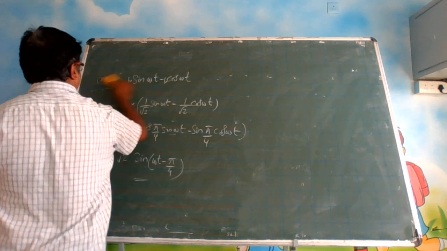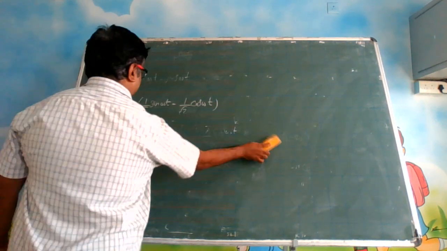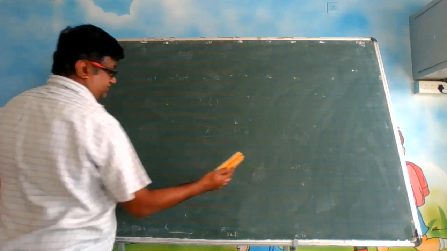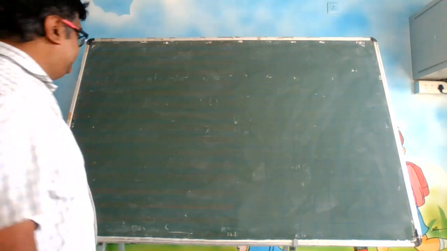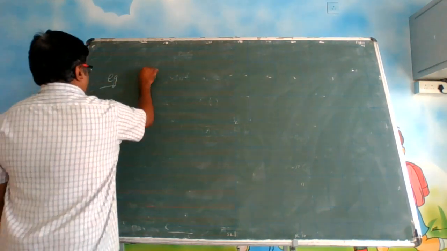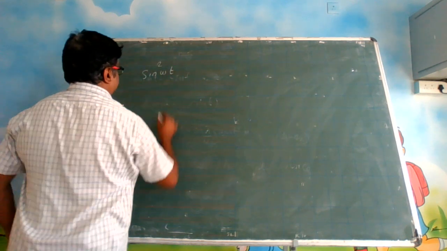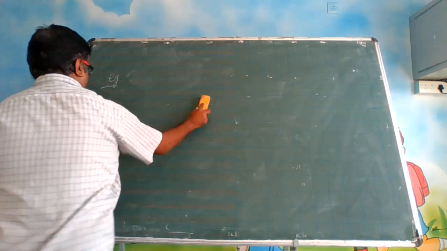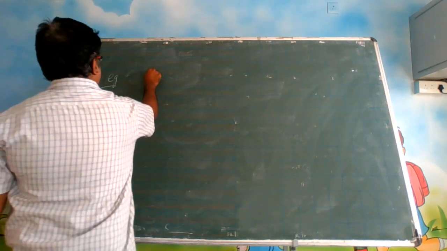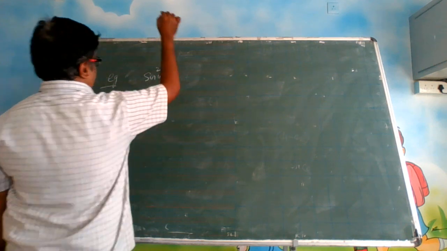Let us move to another illustration. Let us say the next illustration: sin square omega t.